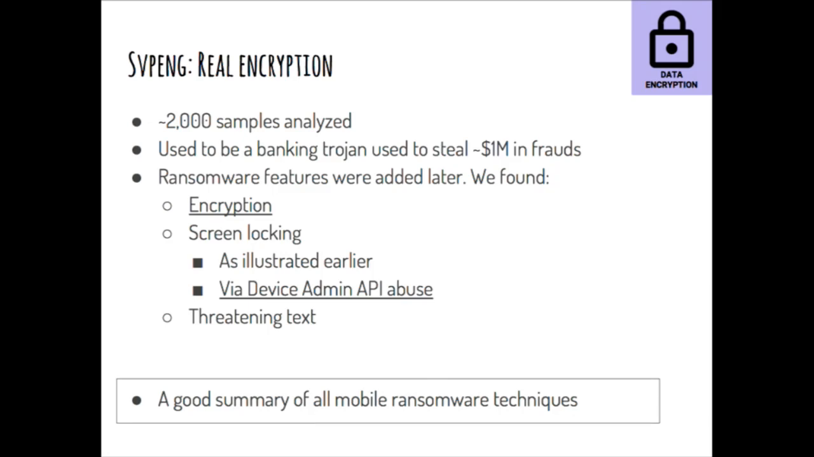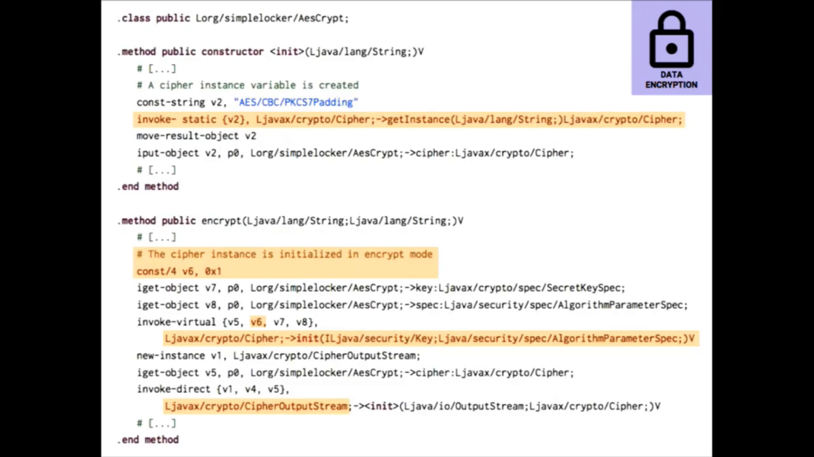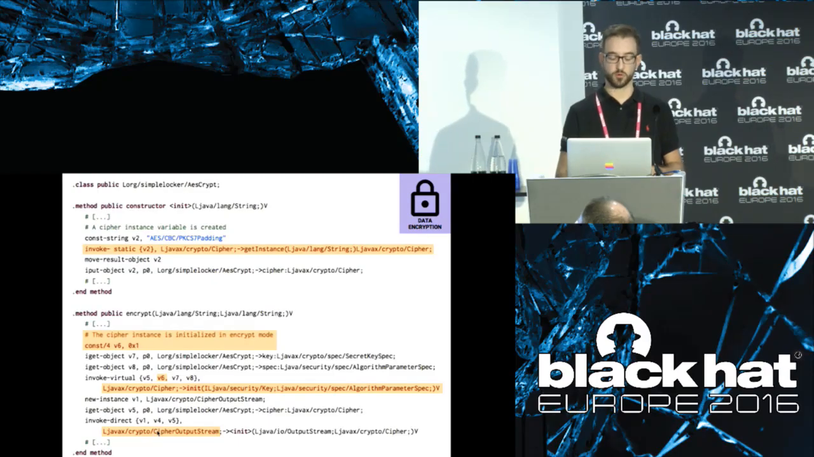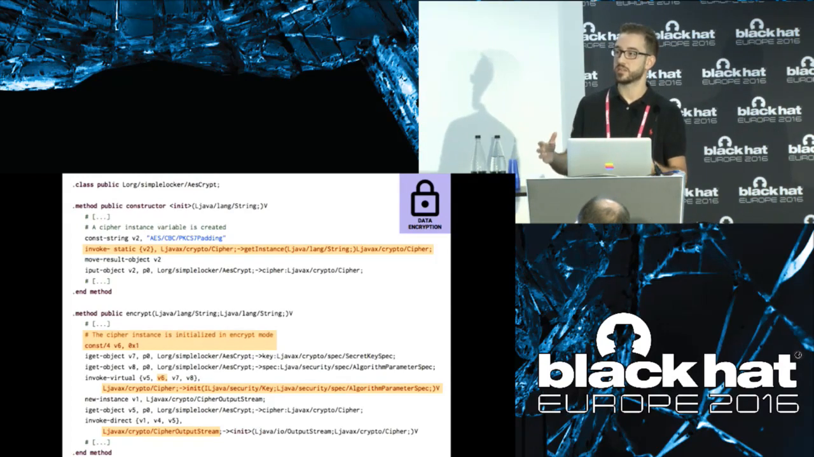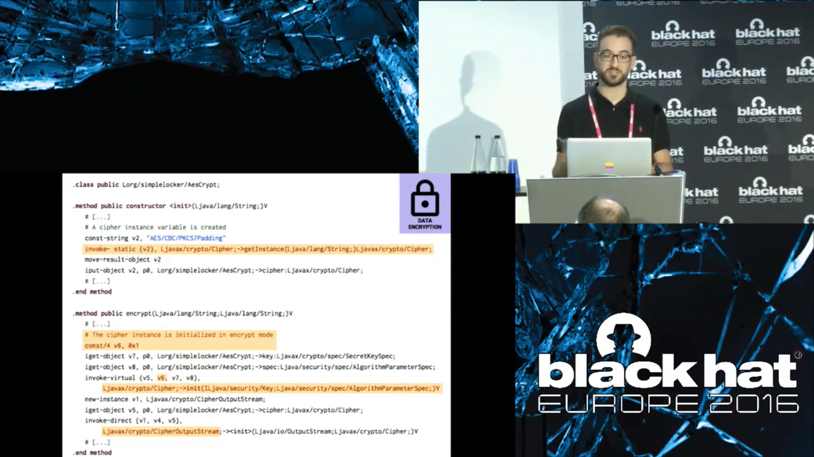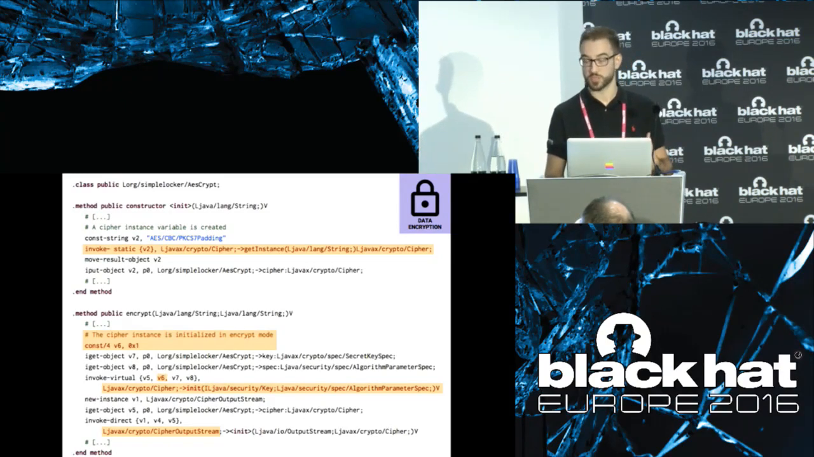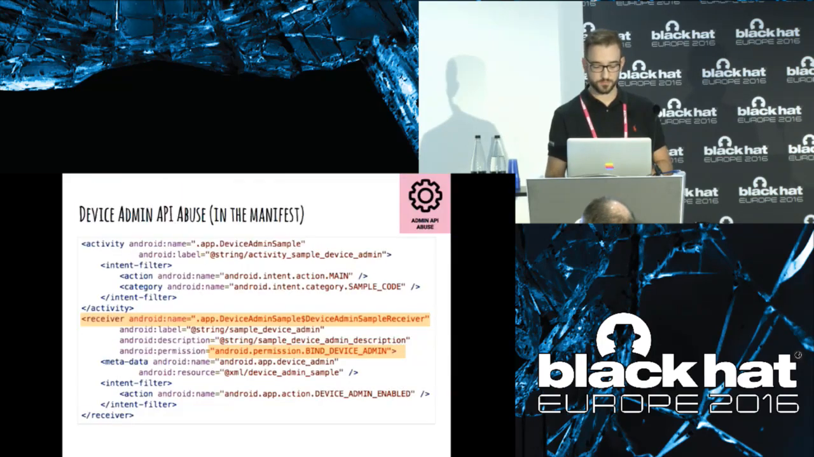I'll show you an example. So for the encryption, here there's the disassembled significant part of the code. You can see that it instantiates a cipher object, and then it uses that here at the bottom to perform an output to write on an output stream. That means that it's writing on the file to write the encrypted content. Right? This is a kind of a typical use of encryption in Android applications.